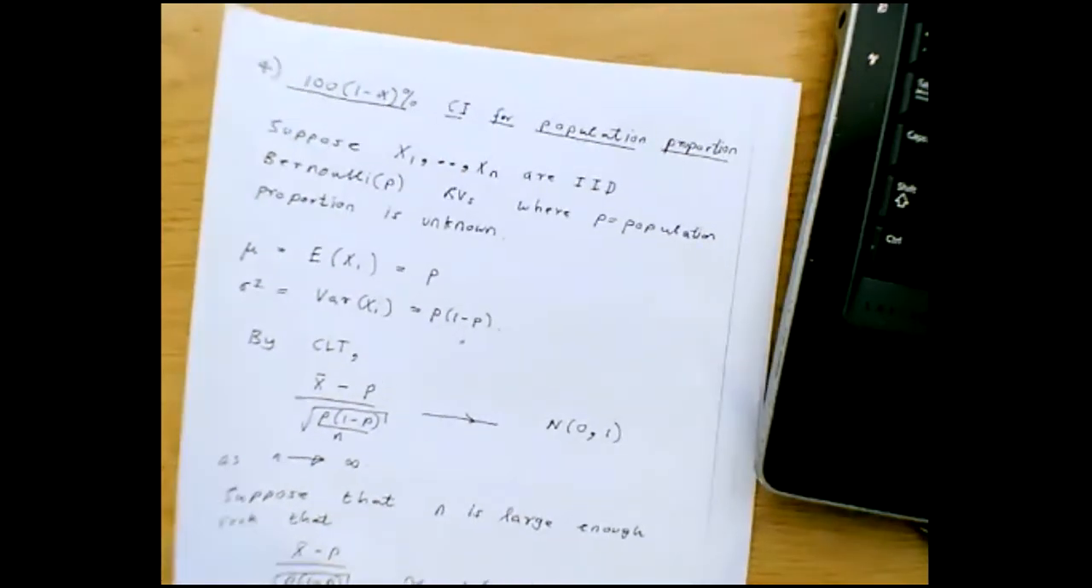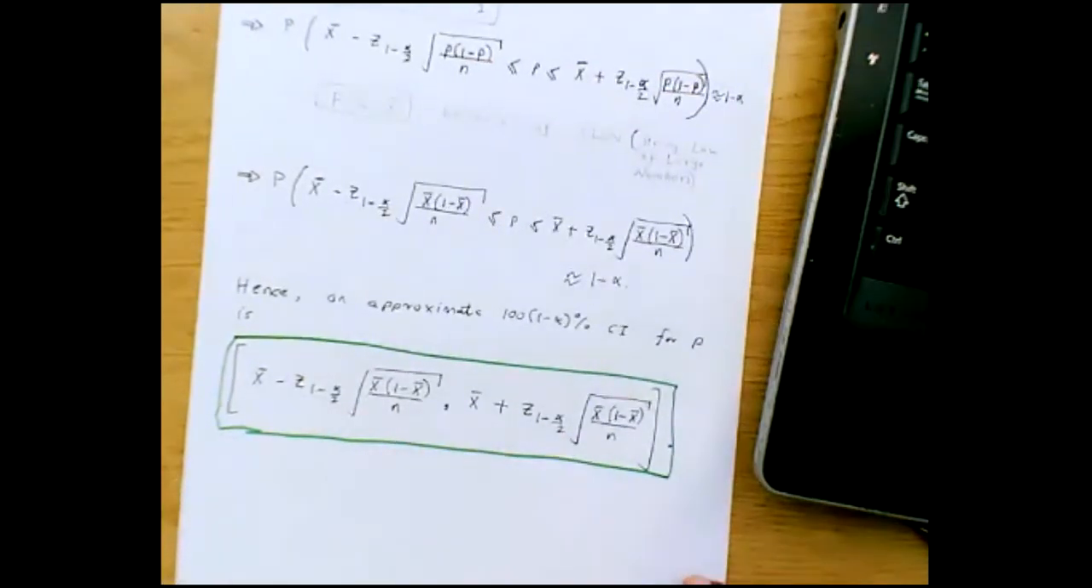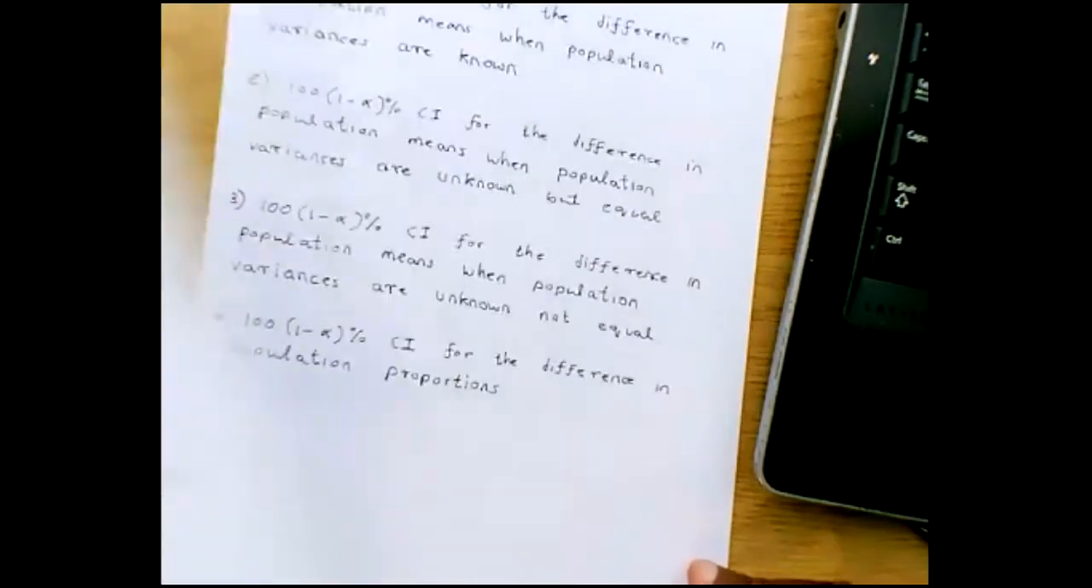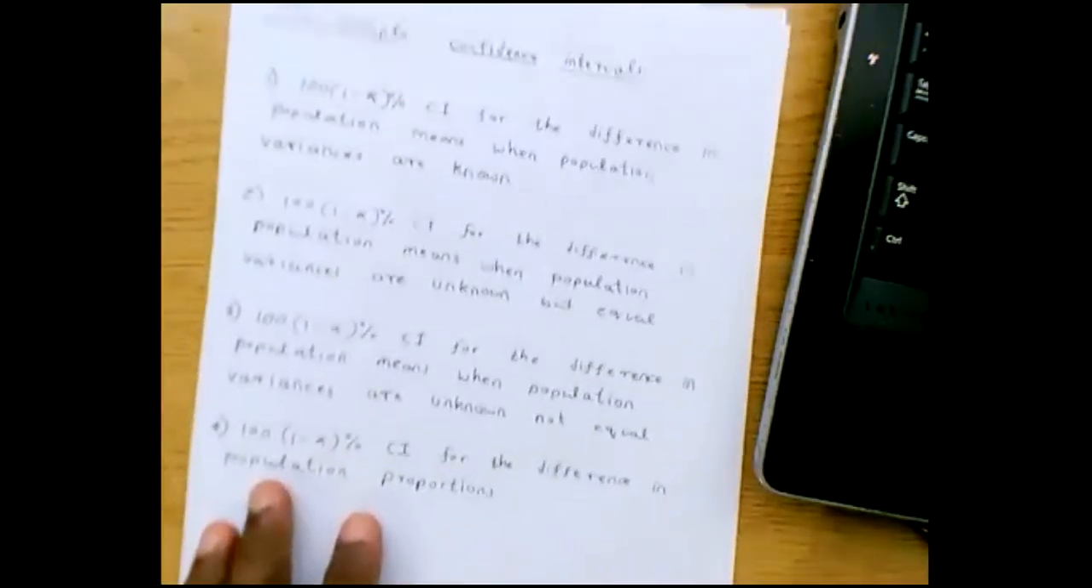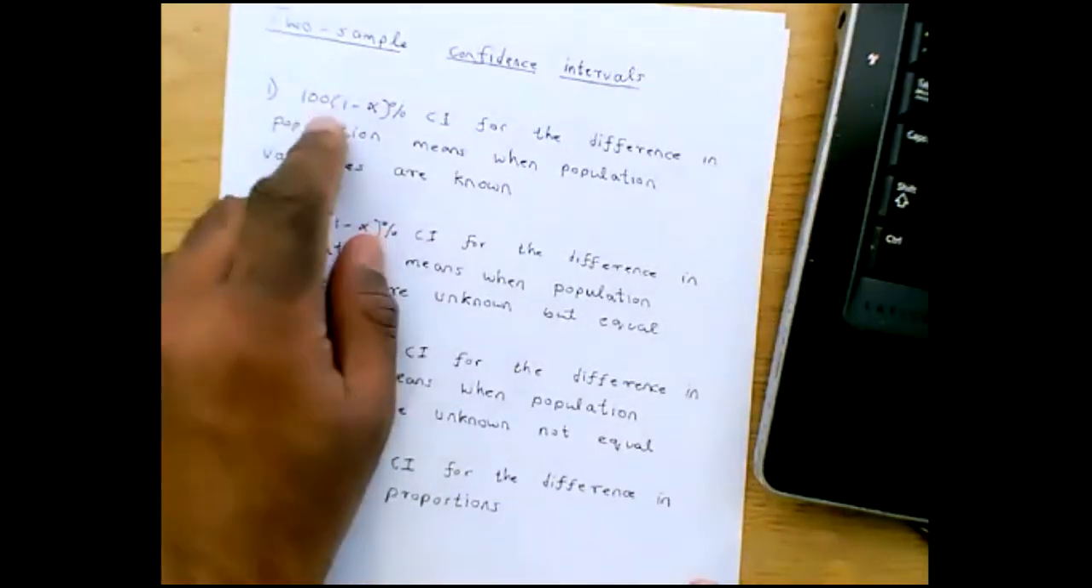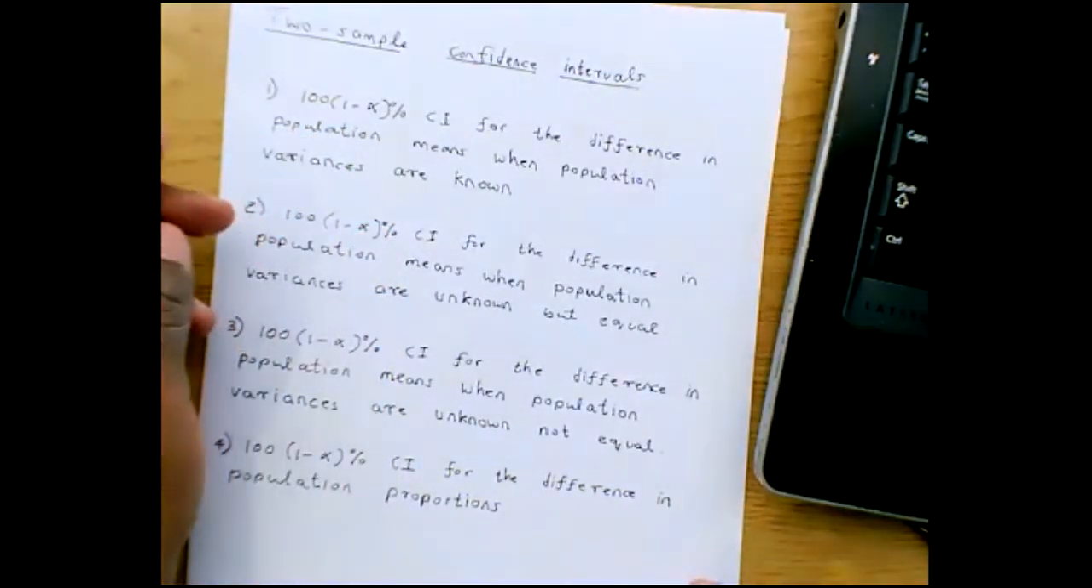All right, guys, any other questions? So this is the confidence interval for the population proportion. This completes the third video. The fourth video I asked you to watch is the two sample confidence interval.